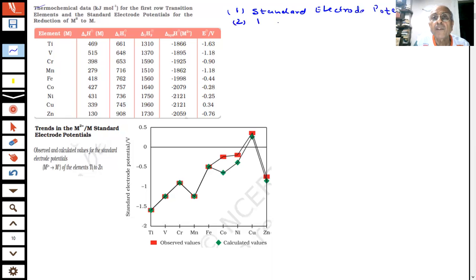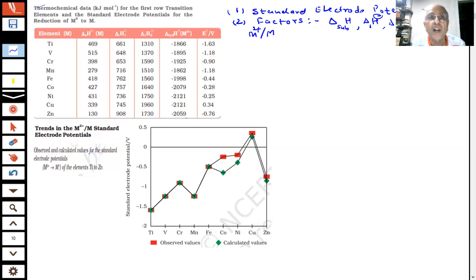We have already told you, students, there is a delta sublimation, and there is a delta hydration. Here I am talking mostly of M2+, M2+ to M. Therefore, I am talking of delta I1, this is my first ionization enthalpy. Then I am talking of delta I2, the second ionization enthalpy. These are ionization enthalpies, students.